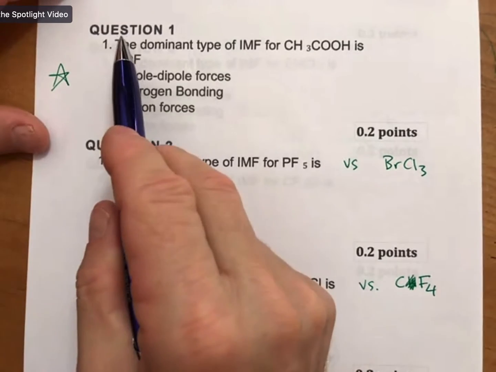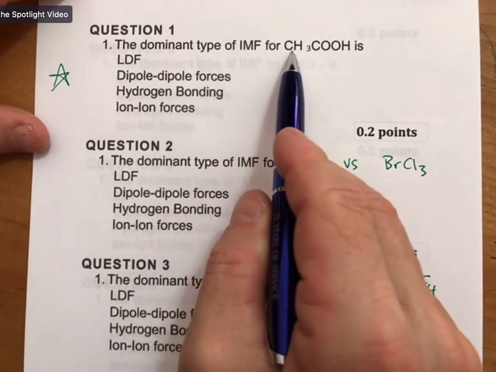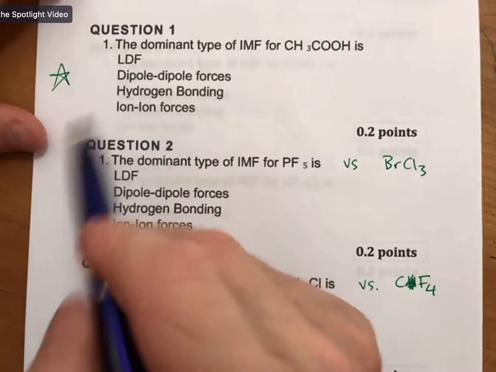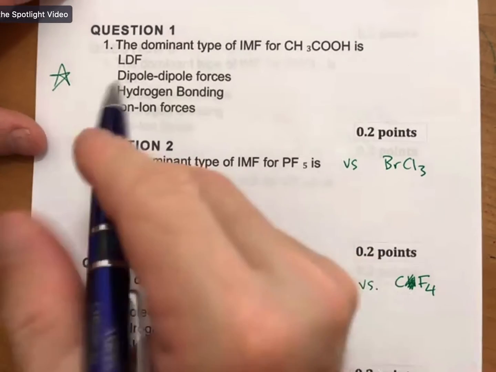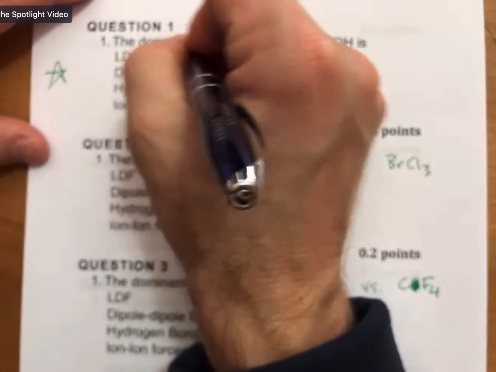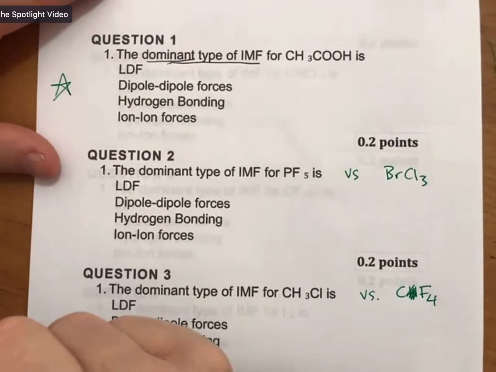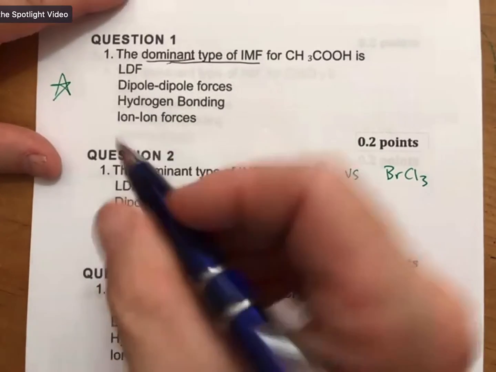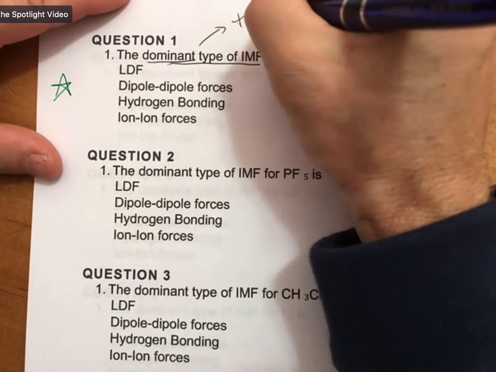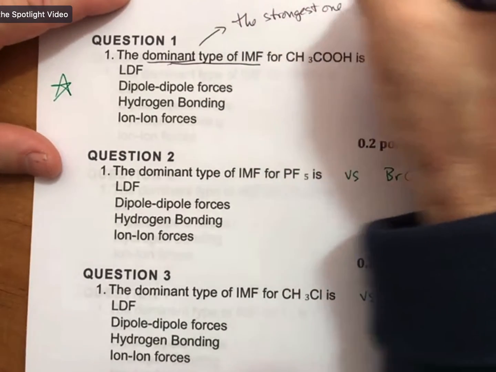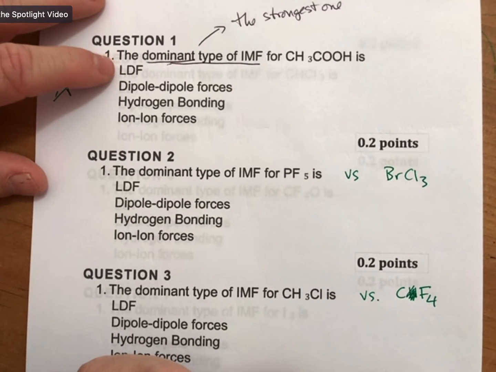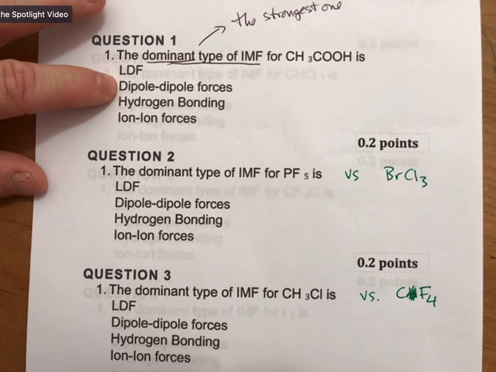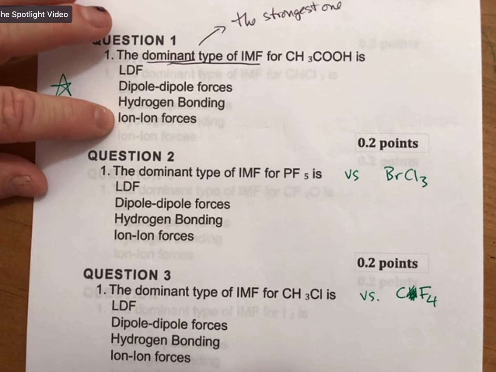It says the dominant type of intermolecular force for this molecule is, and of course it lists all of them. What you need to know is that the dominant type of IMF is the strongest one out of these 4. If LDF is the strongest intermolecular force, then you'd circle or check this one. If it has dipole-dipole forces, that would be next, all the way down to ion-ion.